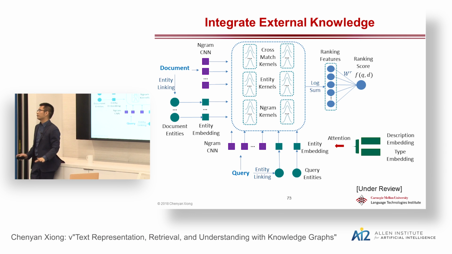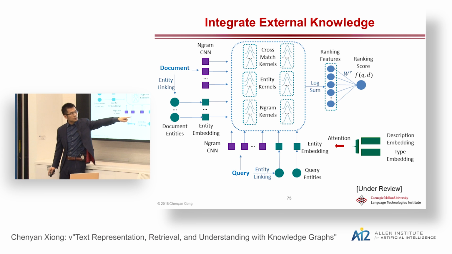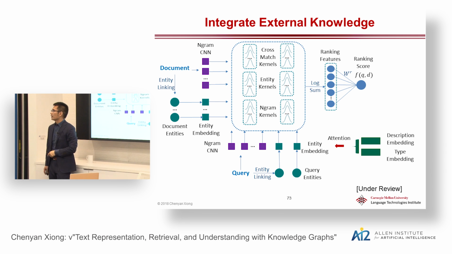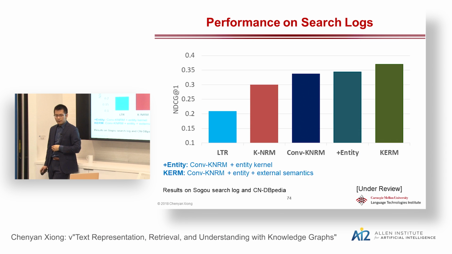And if we have enough data, again, we can still train everything end to end. From the ranking score, we have the gradients. We learn not only the word and n-gram embeddings, but also the entity embeddings, and all the way to the attentions, and learn the description embeddings and also the type embeddings. So the whole model can be trained all together directly using your relevance labels. And see how it performs.